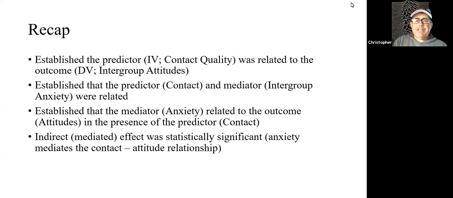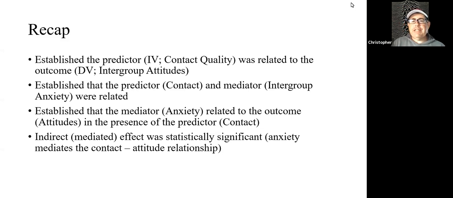So, just to recap, we established the predictor was related to the outcome. Contact and intergroup attitudes were in fact related. There was an effect to mediate. We established that the predictor and the mediator, contact and intergroup anxiety in this case, were related. We established that the mediator related to the outcome in the presence of the predictor. And then we established that the indirect effect was statistically significant, suggesting that anxiety mediates the contact attitude relationship.